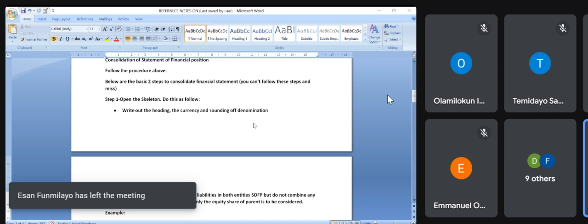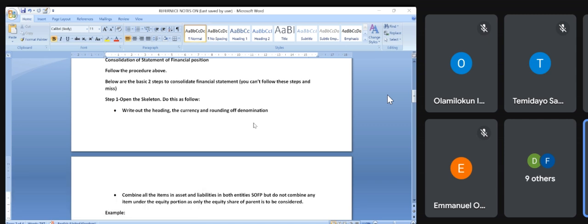When you are done with the asset, you go to the liability. Jump equity. Don't do anything on equity, but leave space for equity. You can write equity and liability. Now, let me even say this before we go to liability.